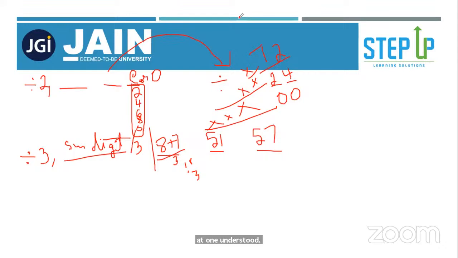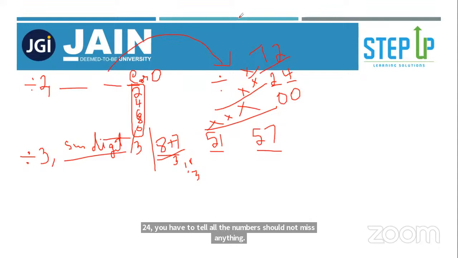Now tell me the 4 times tables up to a 3-digit answer. That means 4 times 1 is 4, 4 times 2 is 8. You can tell only the answer. 4, 8, 12, 16, 20, 24. Keep going on. You have to tell all the numbers, you should not miss anything. Got it? Start again from the first.